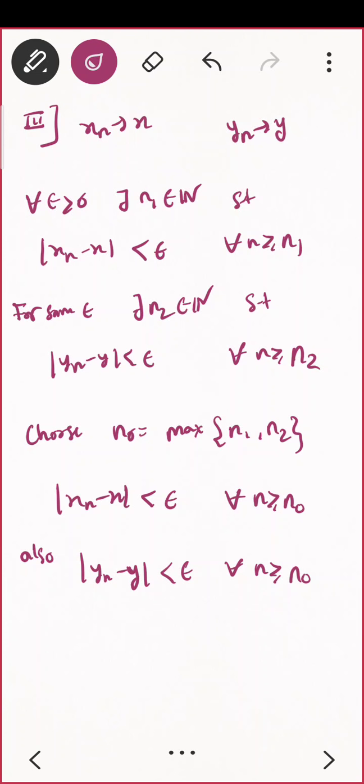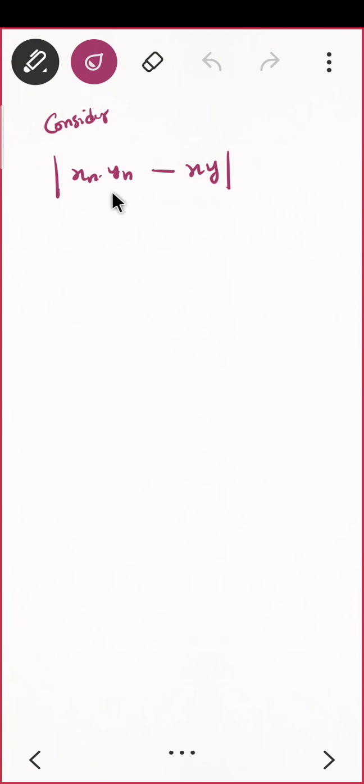Now let us go back to the consideration part. Here you see x and y and their multiplication is given, but in my previous case I don't have anything which can relate to multiplication, so I need to break this as xn minus x. So what should I do? Here xn into yn is there. Can I do something? Observe carefully.